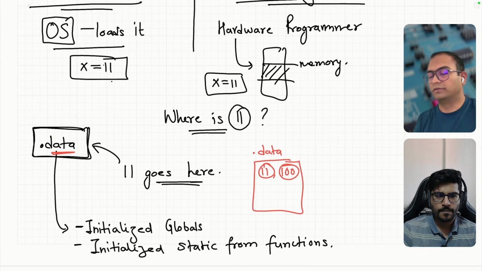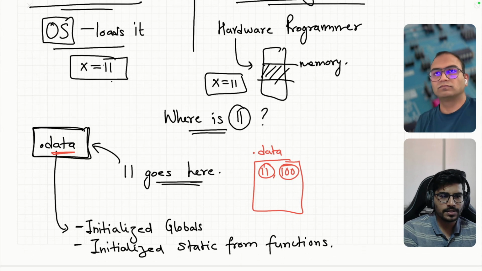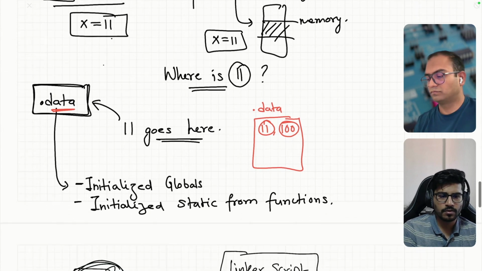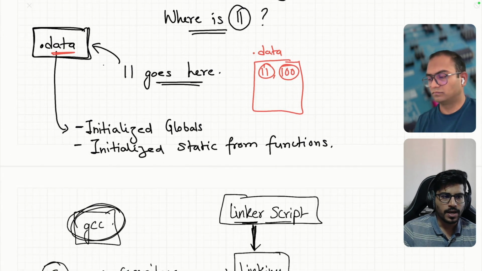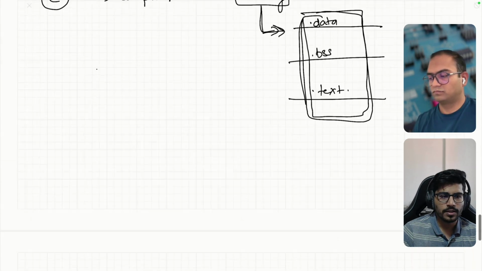So I think the data section now hopefully should be pretty clear. What does it contain and what is the role of it? Okay, and now if you can scroll a little bit up, Piyush, to the code.